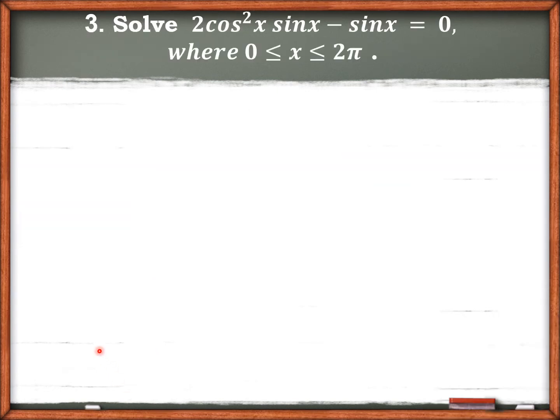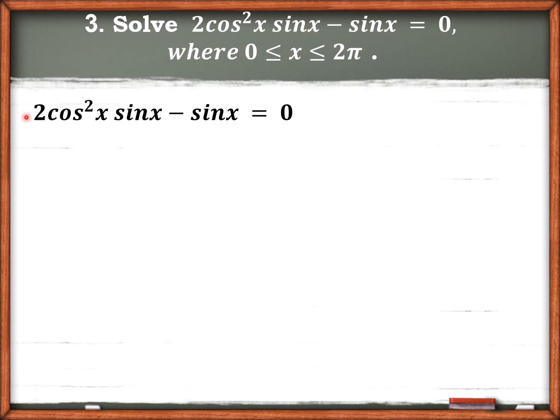Okay, so let's have example number 3. Solve 2 cosine squared x sine x minus sine x equals 0, where x should be greater than or equal to 0 but less than or equal to 2 pi. Ibig sabihin, yung angle na hinahanap natin that will satisfy this trigonometric equation should be within the bounds of 0 to 2 pi or 0 to 360 degrees. So, dun lang yung hinahanap. Sa loob lang ng angle na to, yung hinahanap nating value for x. Huwag nang lalagpas doon. Okay?